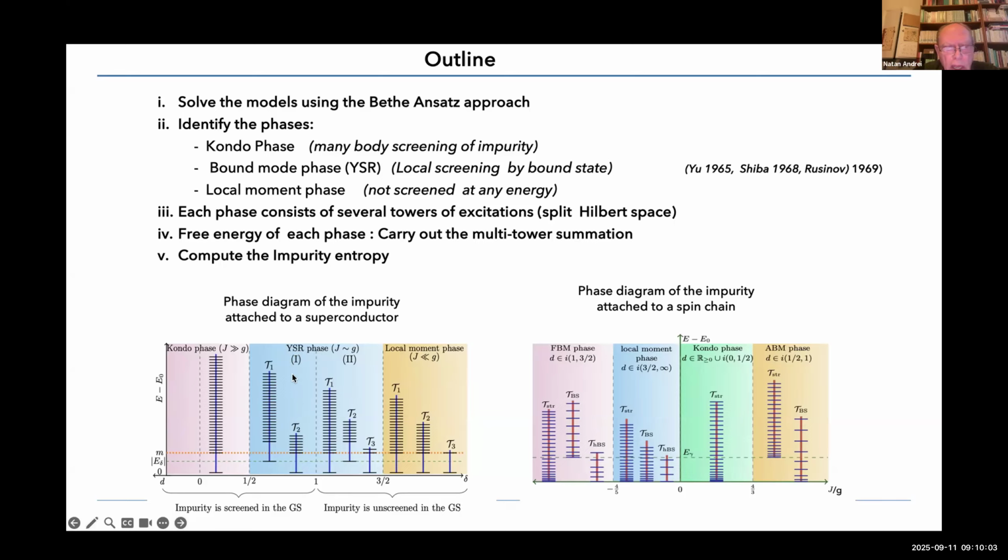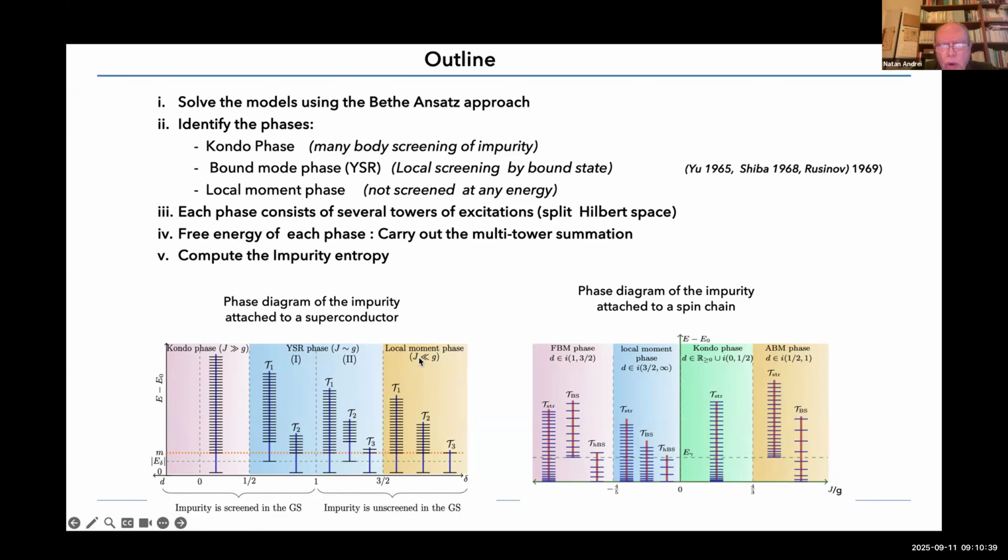I will show that the Hilbert space of excitations is built over two different ground states and forms two towers, which I'll call T1 and T2. In the case where the strength is still increased, we are still in the bound state phase, but now the impurity is unscreened, and there are three ground states on top of which we can build towers of excitations, T1, T2, T3.